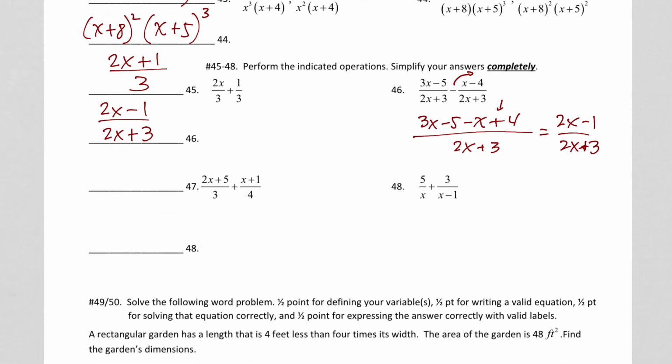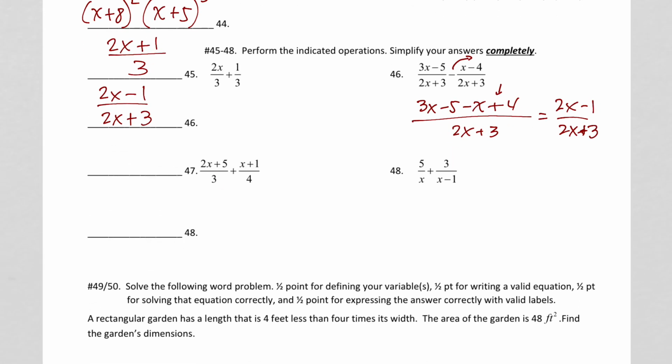Okay, for this problem, our common denominator is 12. So let's do it like this. I'm going to make this over 12 and over 12. On this, I have to multiply by 4, so I have to multiply by 4 up here, and I'll get 8x plus 20. On this one, to get to here, I have to multiply by 3. So I'll multiply by 3 here, and I'll get 3x plus 3.